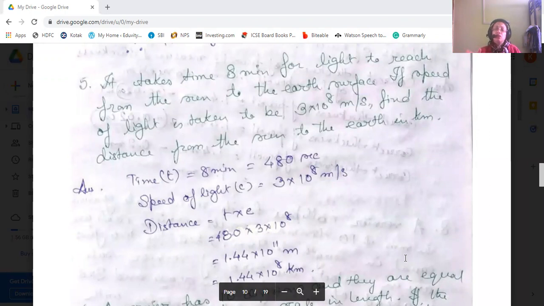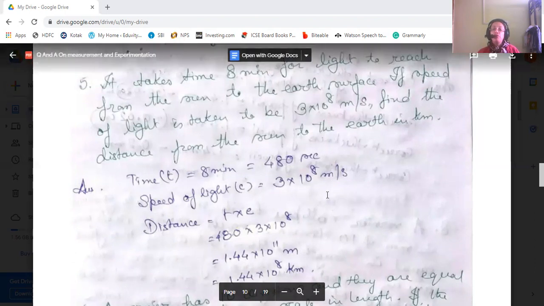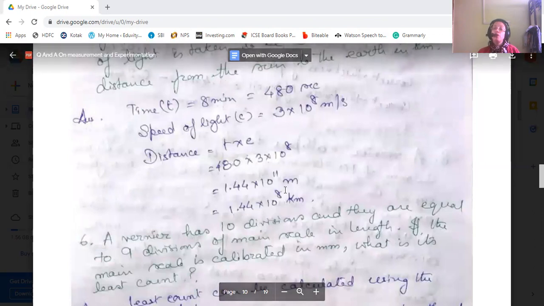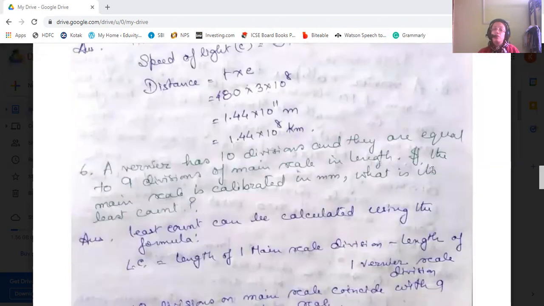this 8 minutes is converted into seconds, that is 8 into 60, that is 480 seconds, and the speed of light is given as 3 into 10 to the power 8 meter per second. So the distance will be time into speed, and that is 480 into 3 into 10 to the power 8 meter per second, and that is 1.44 into 10 to the power 11 meters, or you can say 1.44 into 10 to the power 8 kilometers. Meter divided by 1000, therefore that will give the distance in kilometers.